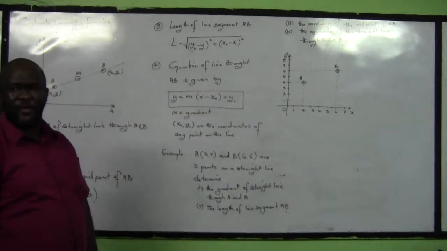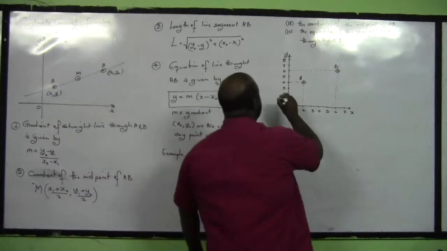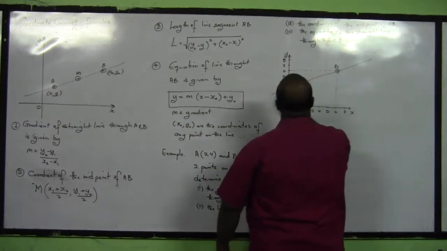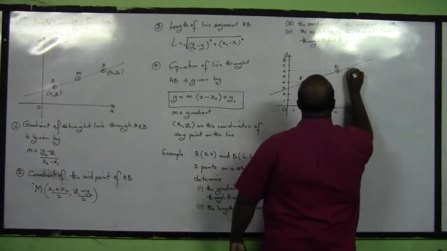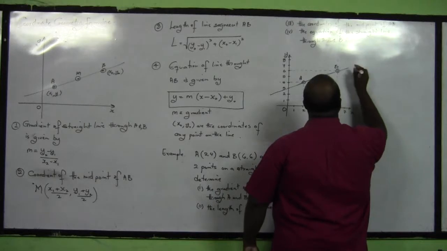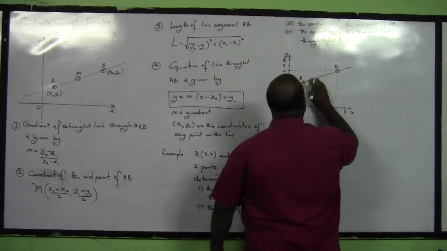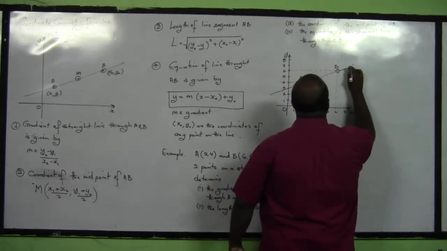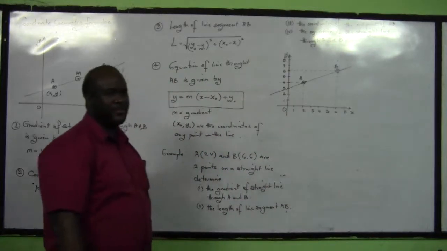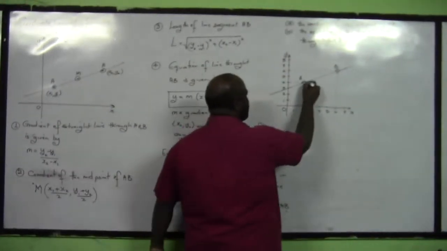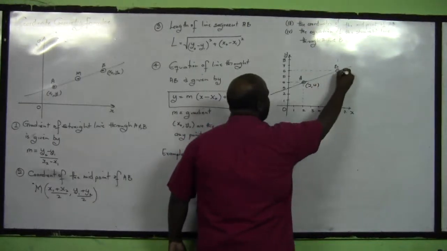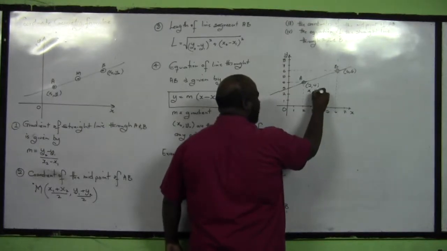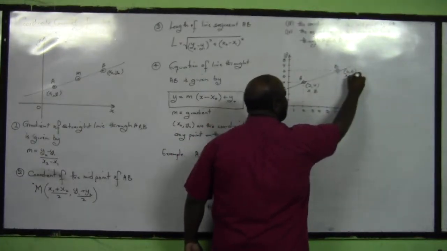Next, I'm going to draw a straight line through A and B. So this is a straight line through A and B, and this is our situation. A is the point 2, 4. B is the point 6, 6. I'm going to call this x1, y1, and call this x2, y2.